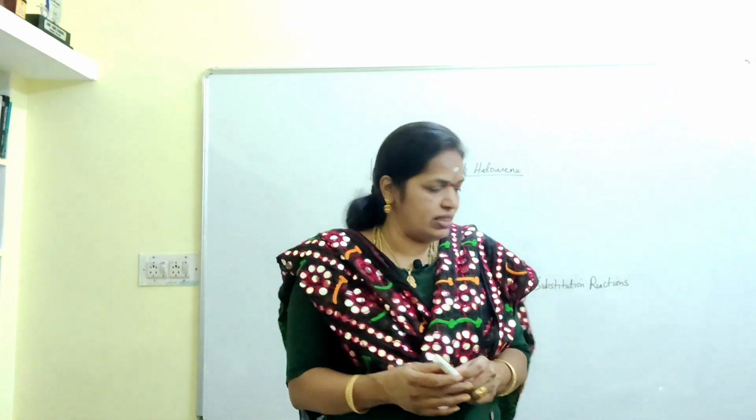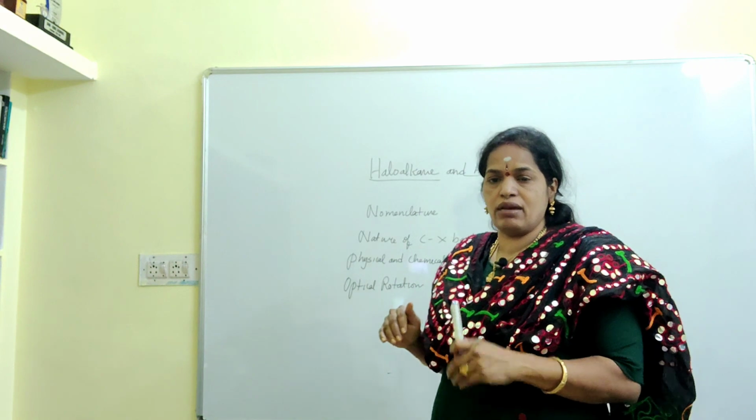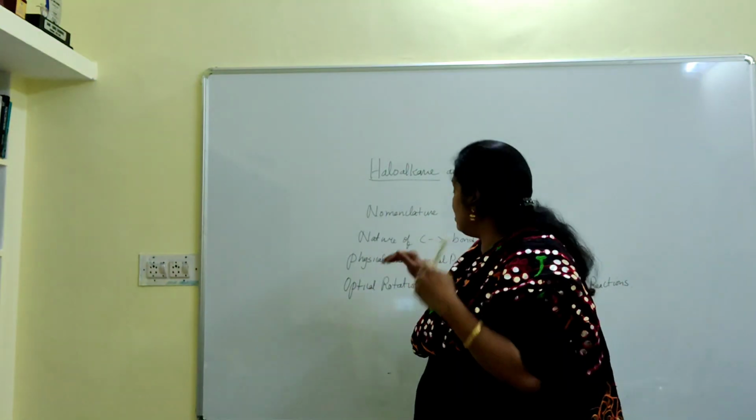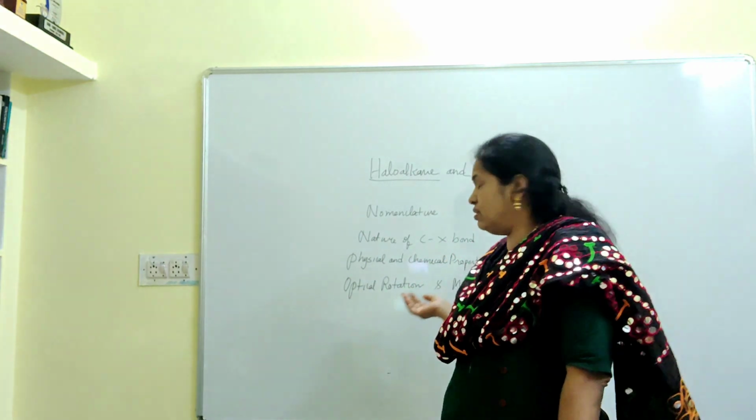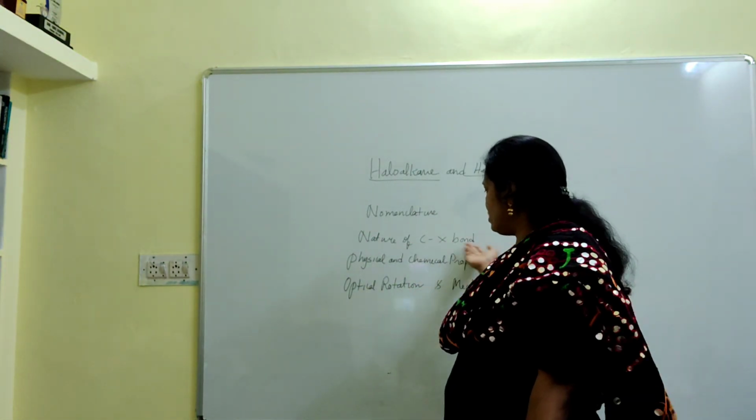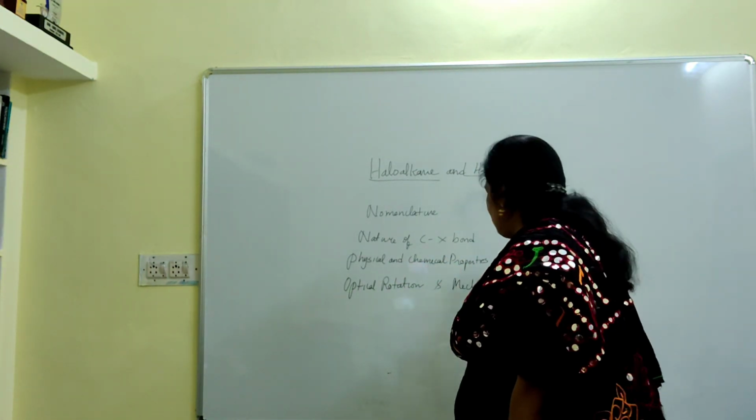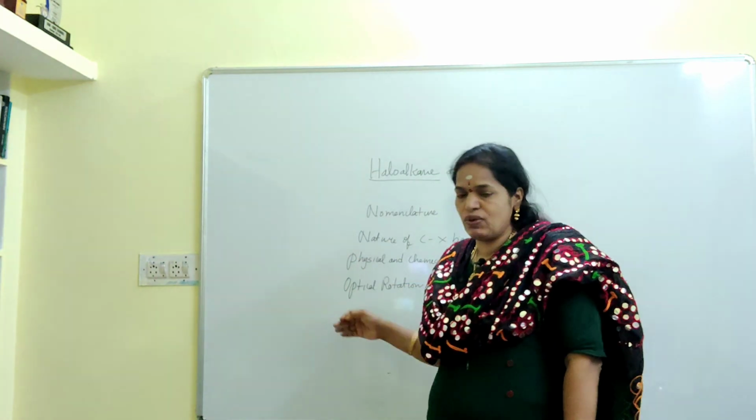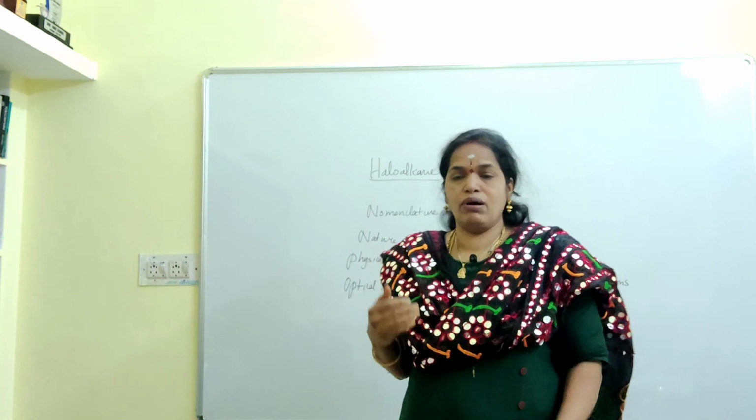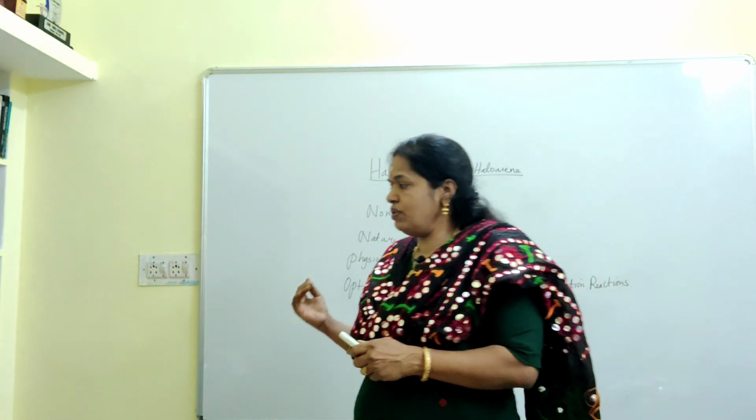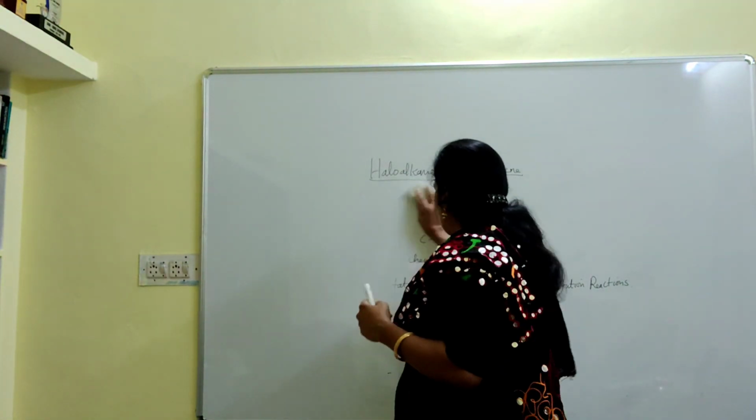How do we classify them and how can we arrange them? Before we go on to that, let us again recapitulate. What we are going to learn in this lesson is nomenclature, how we name according to IUPAC, the nature of the C-X bond, physical and chemical properties, optical rotation and the mechanism of substitution reaction. Now in this we cannot jump on to another concept because we need to know in detail how to classify them. So before we go into that, let us learn what a halogen compound is.